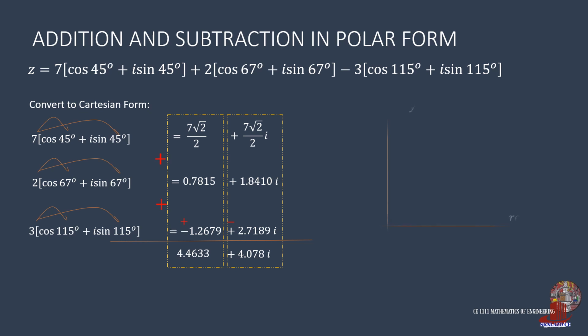4.078i. If we graph these coordinates, we place 4.4633 along the real axis and 4.078 along the imaginary axis. So the vector we get is from the first quadrant.